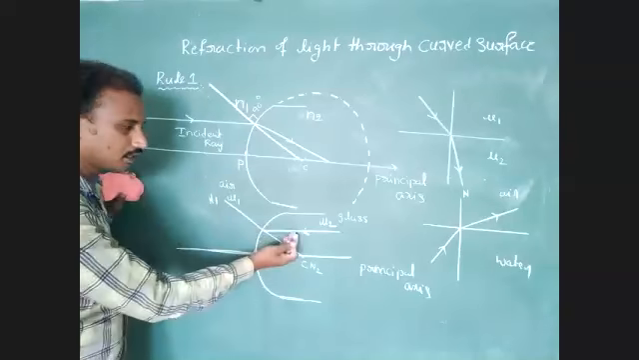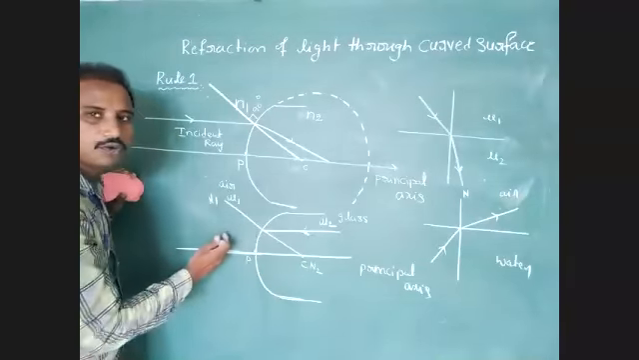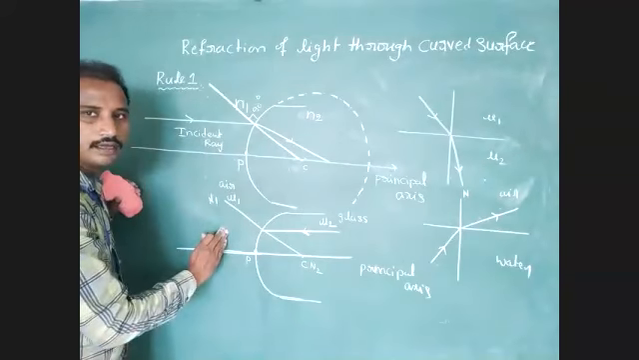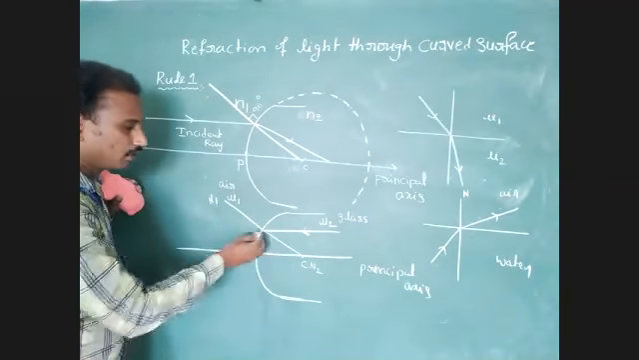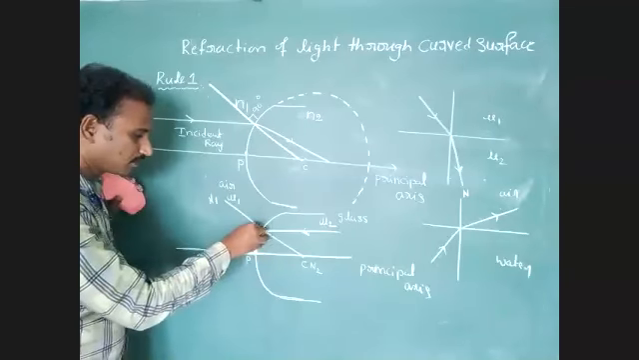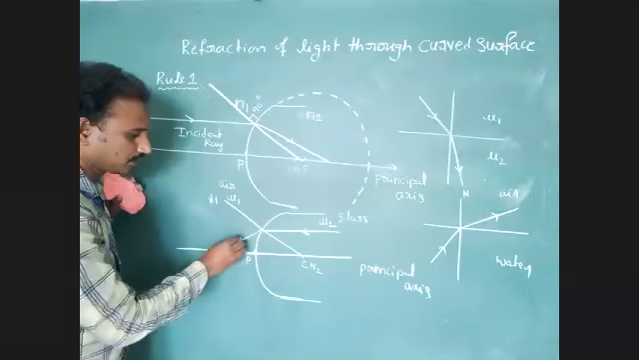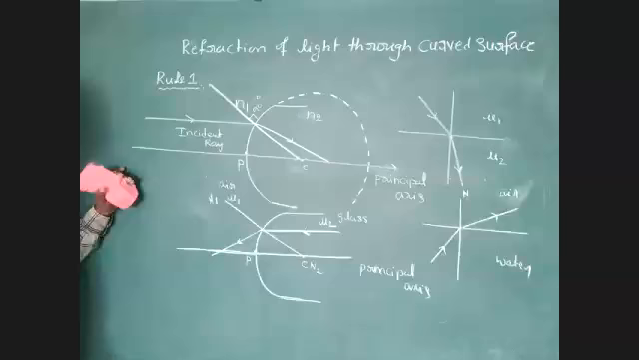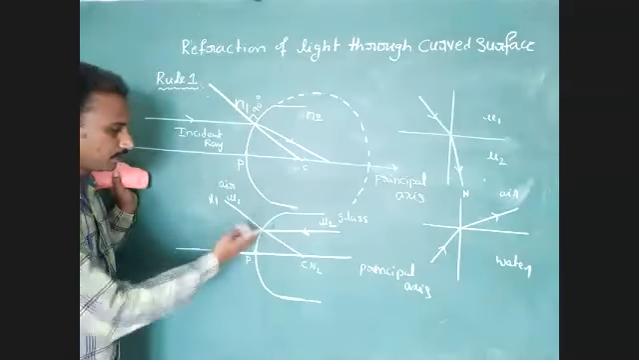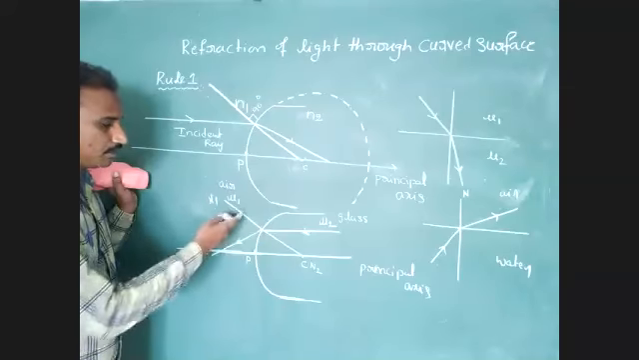What is the direction from glass medium to air? Denser optical medium to air, the rarer optical medium. What is the direction of the refracted ray? It bends away from the normal. Bends away from the normal, we have to represent this. Understood? We have to represent the refracted ray bending away from the normal.